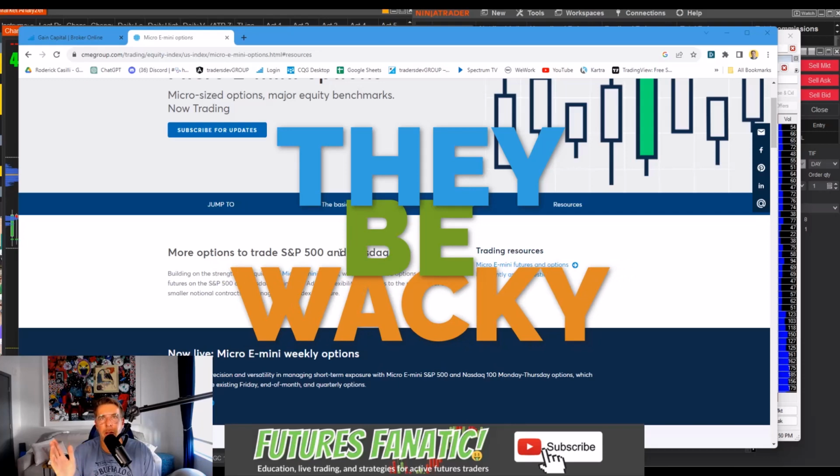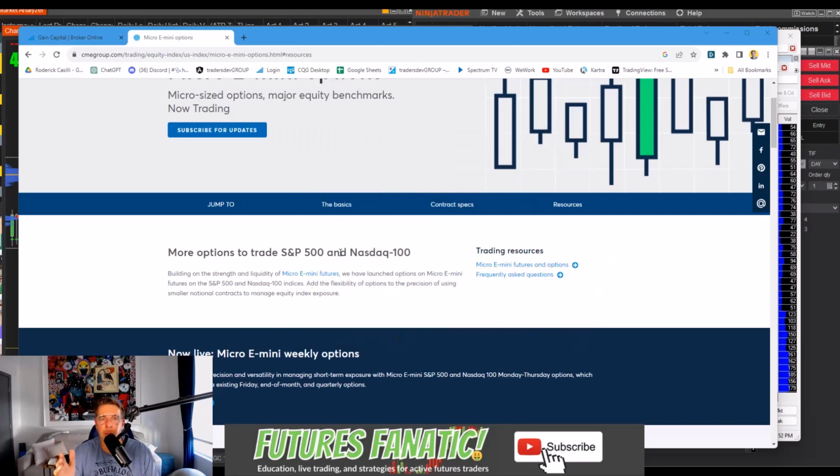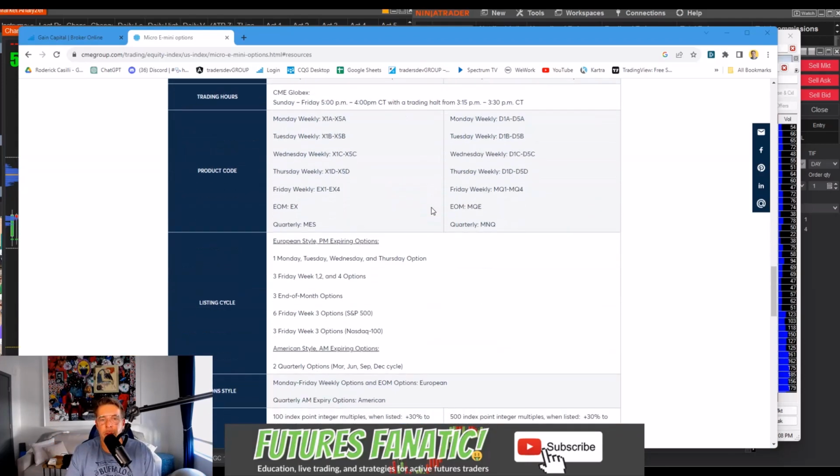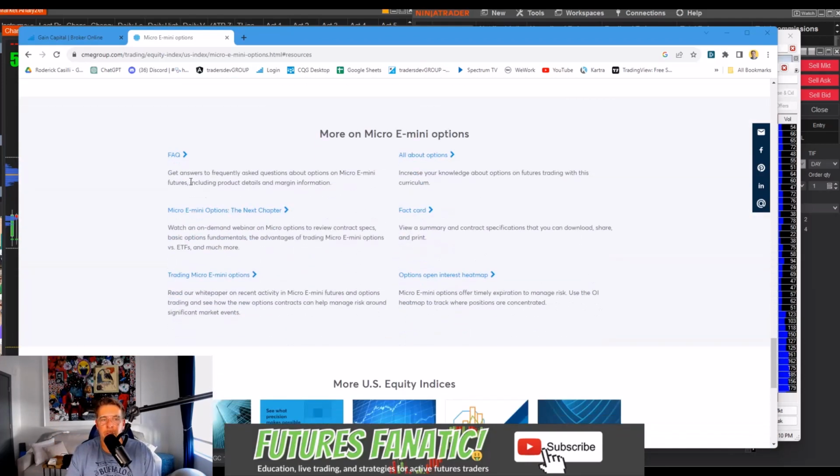Each options chain, we'll look at a couple tonight. It can get a little confusing, but you just want to make sure you know basically what you're doing, and you're going to mostly stay to the week in which you're trading. At least that's how I do it, and that's what I'm going to be teaching and training on right here. So anyway, I'll leave a link to this down below. Check the description, and you can find out a little bit more about the contract specifications. They have a nice FAQ, and all about options, all that good stuff.